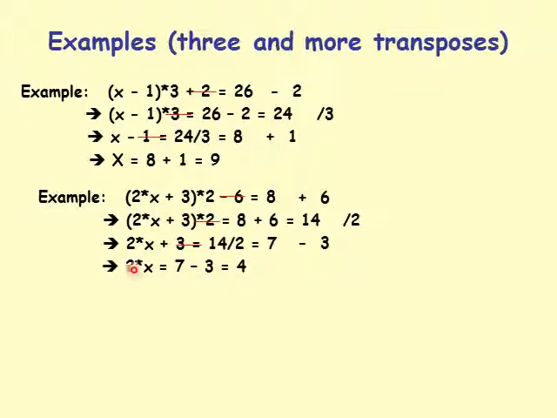Now this multiplied by 2 term, we move that across the equal sign, and it becomes divided by 2. So 4 divided by 2 is 2. That means on the right we have a 2 so far. So that means x is 4 by 2, which is 2.